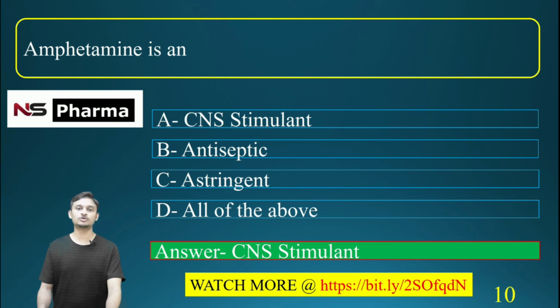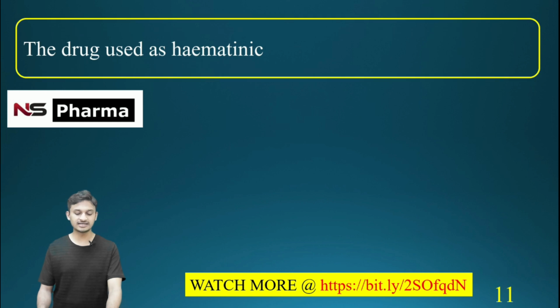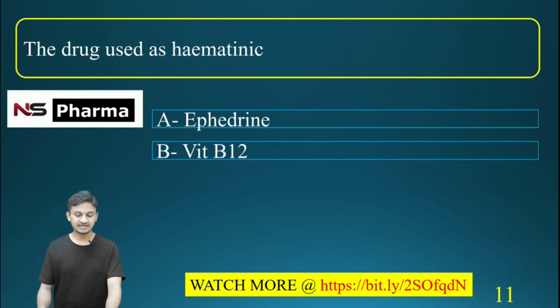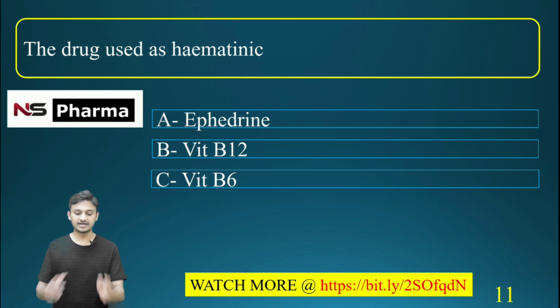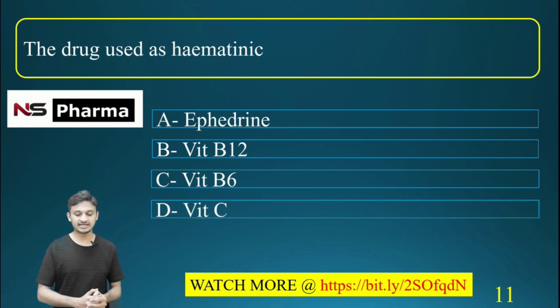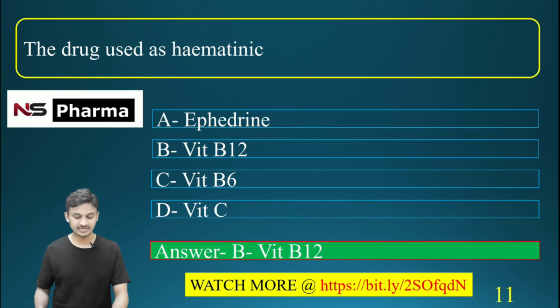Now we are moving to the next question, question number 11. The drug which is used as a hematinic. Options are option A ephedrine, option B vitamin B12, option C vitamin B6, option D vitamin C. The correct answer is option B, vitamin B12.